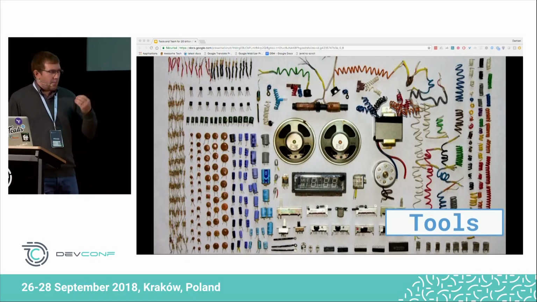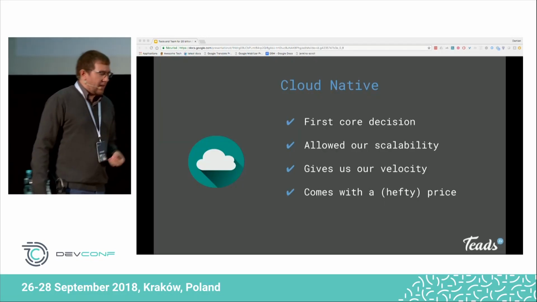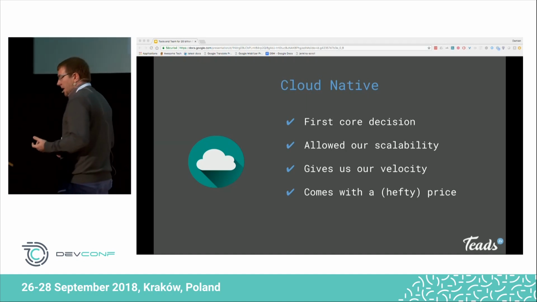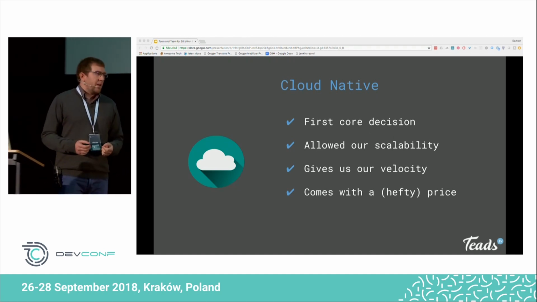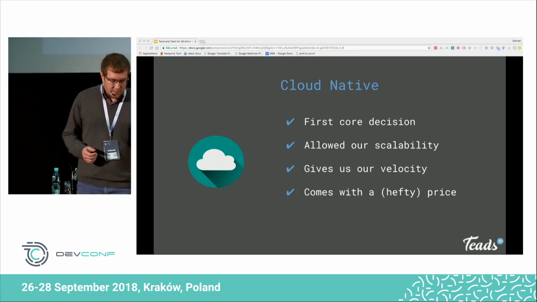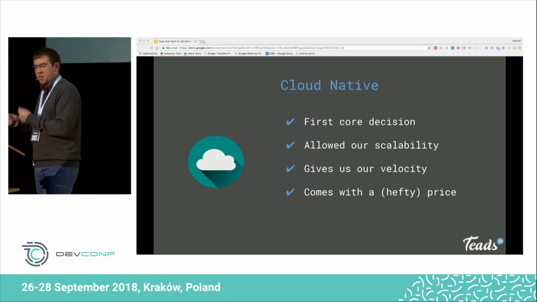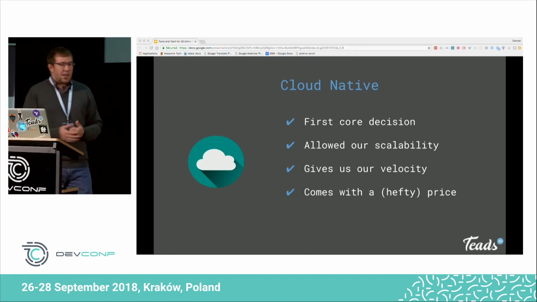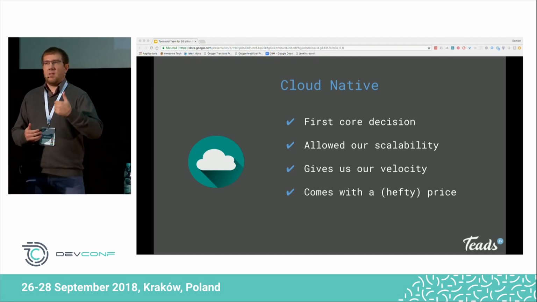And I truly believe that one of the core decisions that we made is that we're a cloud-native company. Now, in 2018, it's a no-brainer to use the cloud. Every startup that starts today will use the cloud at some point. In 2011, back when Teads started, this was a strong choice. This was something that was not normal. Most of the companies that started at this time were using physical infrastructure. And I truly believe that this core decision allowed us to scale.